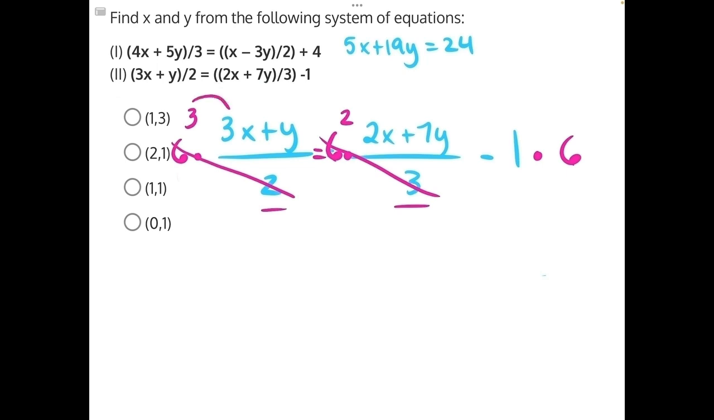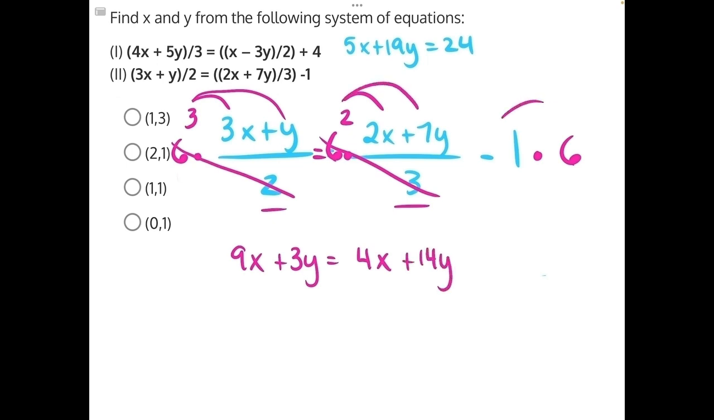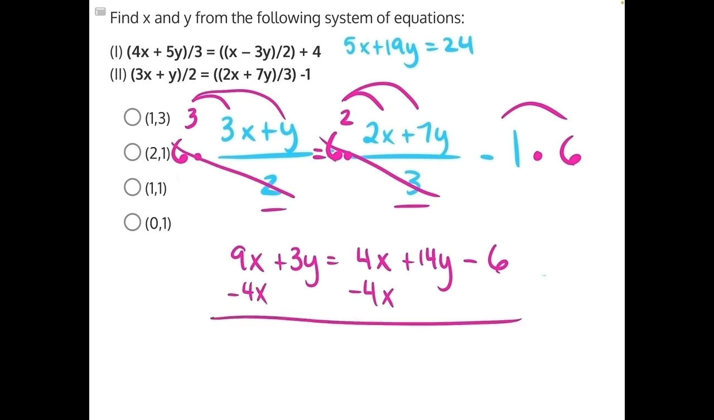So we're doing 3 times 3x is 9x, and 3 times y would give us 3y, is equal to 2 times 2x, which is 4x, and then 2 times 7y, which is 14y. And then finally, negative 1 times 6 would give us negative 6, and now we combine like terms. We will do the opposite, subtract 4x from both sides. These will cancel. We'll have 5x plus 3y is equal to 14y minus 6. Then we'll want to subtract 3y from both sides.